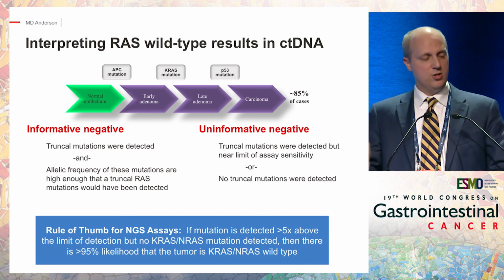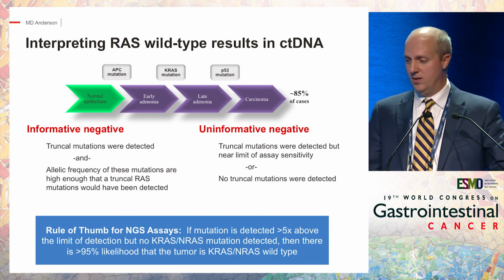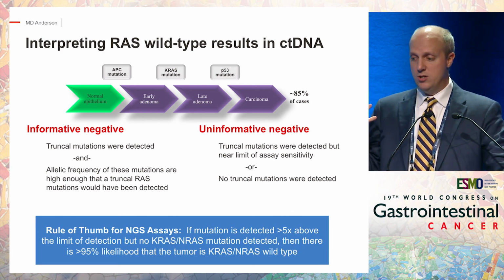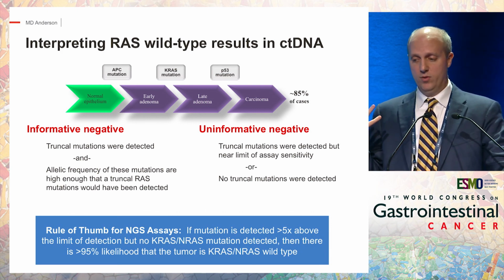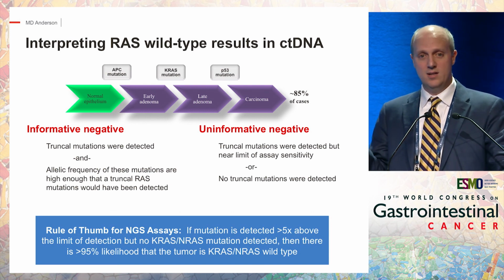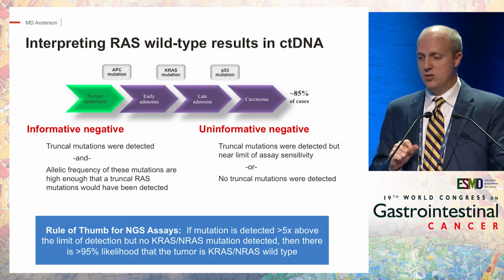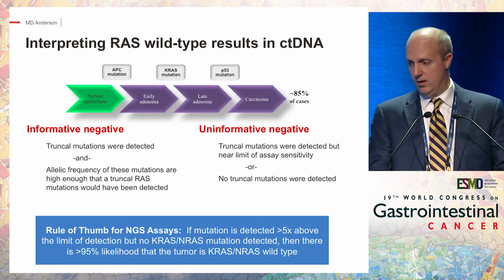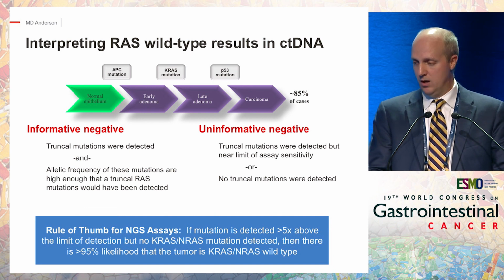So I thought I'd share one practical piece of information. The data suggests that if a truncal mutation is identified 5-fold above the limit of detection, but no RAS mutation has been detected along with those truncal mutations, then there's a 95% likelihood that the tumor doesn't harbor any clonal RAS mutations.